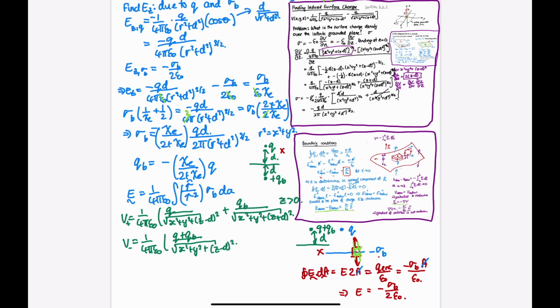Okay, so let's show that this satisfies our requirements. We need our voltage. We've seen over here, we need our potential to be continuous. So if we put in z equals 0, then we end up with this term's just d squared and this term's d squared. And so we've got Q plus QB all over x squared plus y squared plus d squared, which is the same as this term over here. So it is continuous.